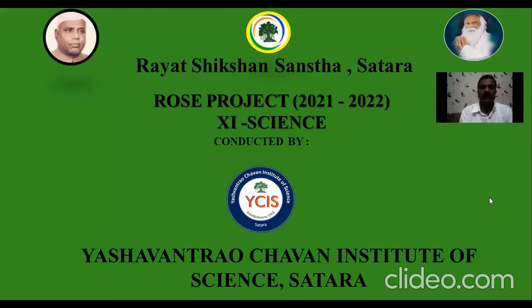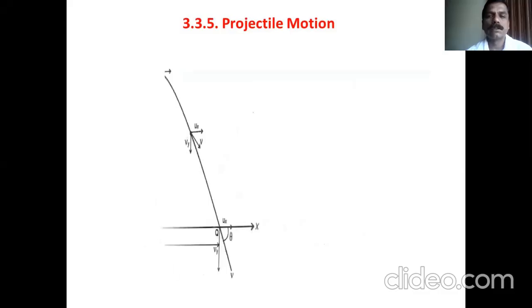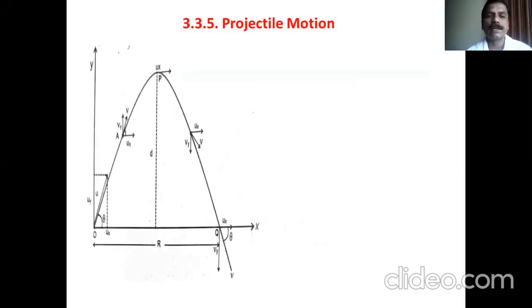Good morning, friends. In this lecture, we are going to discuss projectile motion, which is an example of two-dimensional motion. This is the pictorial representation for the projectile motion. We know projectile motion is two-dimensional motion, which is explained with the help of the x and y axes.